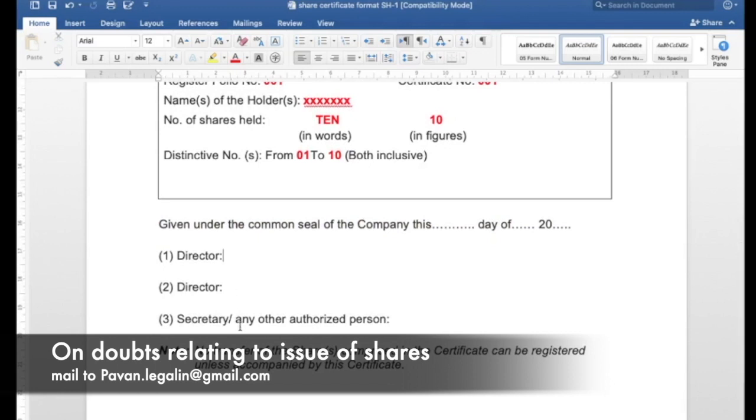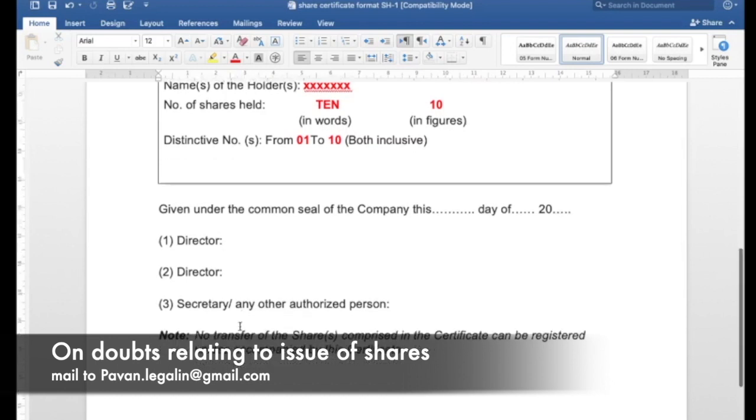Share certificates are basically signed by three different persons, two of whom shall be directors of the company, and if there's a managing director for the company, one managing director and one director has to sign this share certificate, followed by an authorized representative who can be the CEO of the company or the secretary of the company.